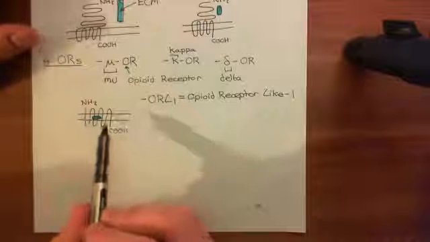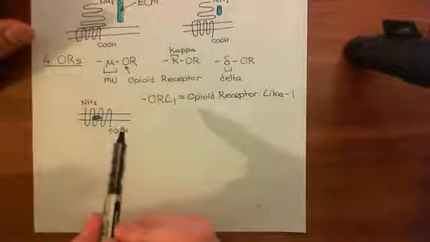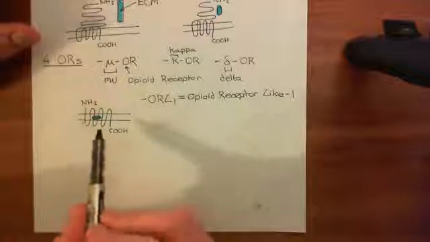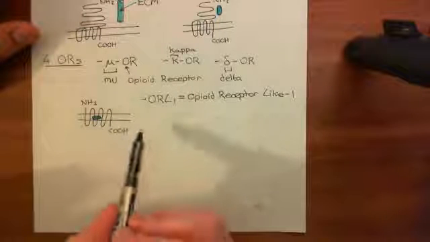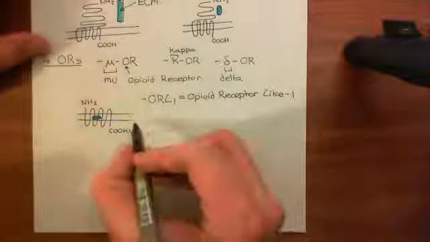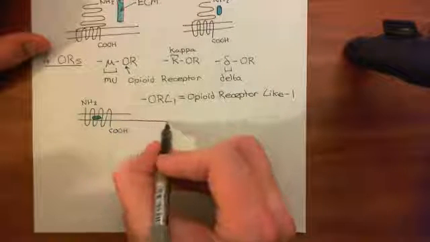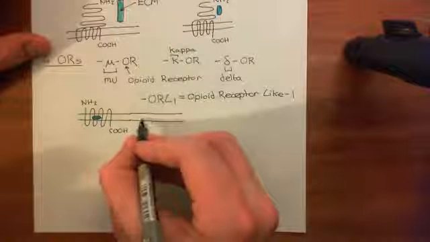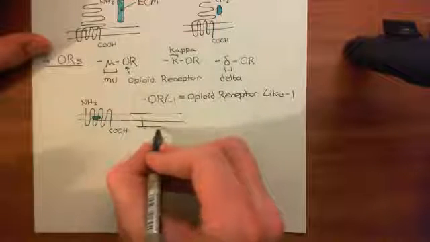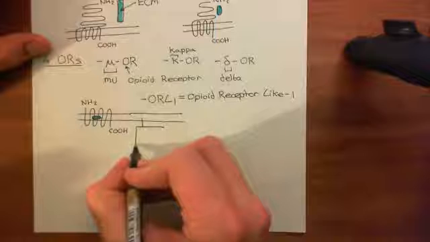And when those intracellular loops change in conformation, they will make available a binding site for a heterotrimeric G protein. Okay, so let's now talk about heterotrimeric G proteins. Heterotrimeric G proteins consist of 3 subunits.